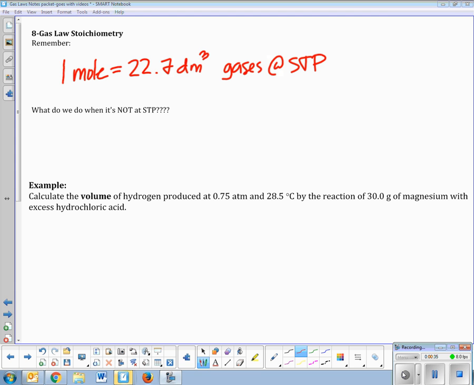Now, we're still talking about gases in this chapter, but our gases are not always at standard temperature and pressure. There's sometimes different temperatures, different pressures, which is going to affect your volume per mole. So what do we do when it's not at STP? Well, we're still going to use stoichiometry, but we're also going to use the ideal gas law to take into account our different pressure and our different temperature. So let's do an example to practice this.